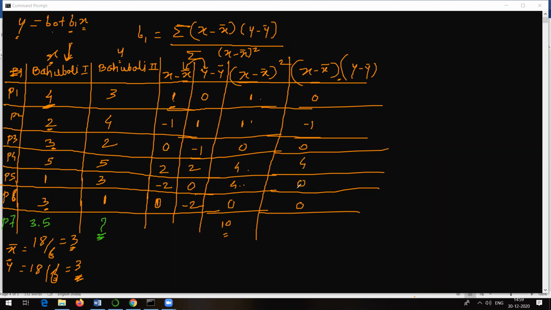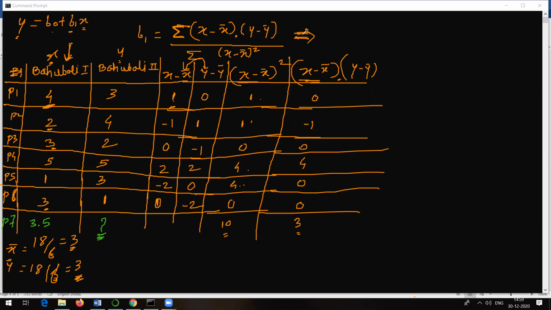Now if you try to find out the summation of this, why am I trying to find out the summation? Because of this formula: summation of x minus x bar into y minus y bar. What is that? 4 minus 1 is 3. So we got this. Now, according to this formula, if we put all the values which we calculated here, we can easily calculate the value of b1.